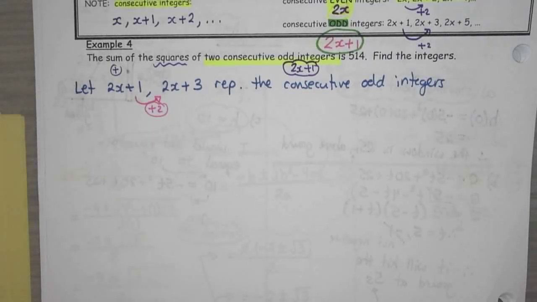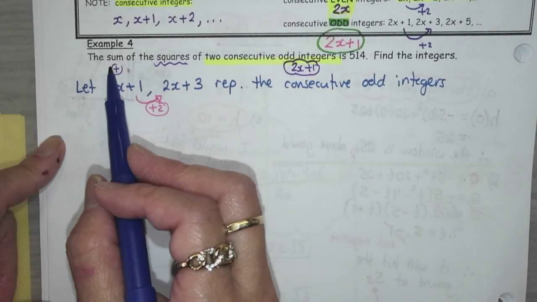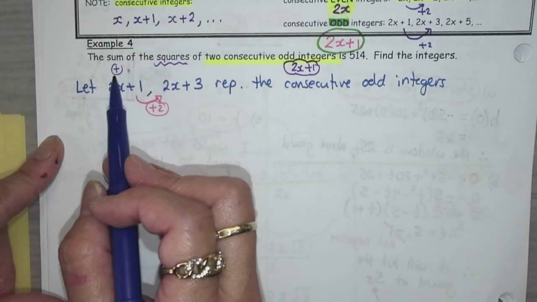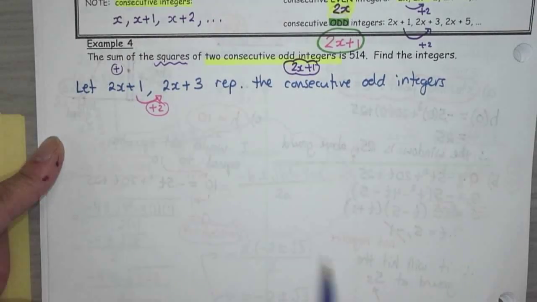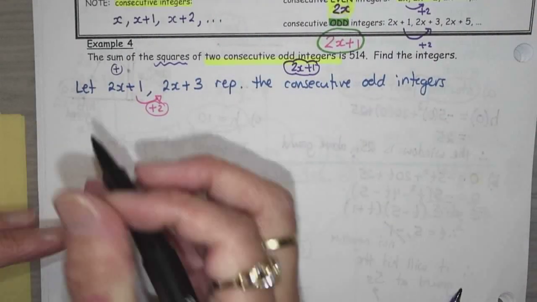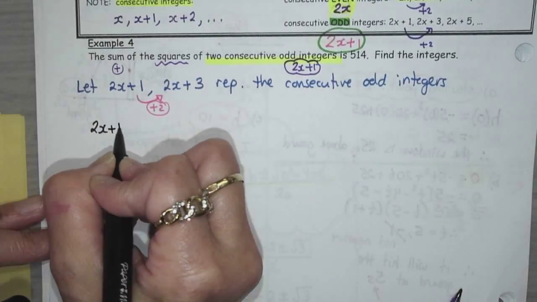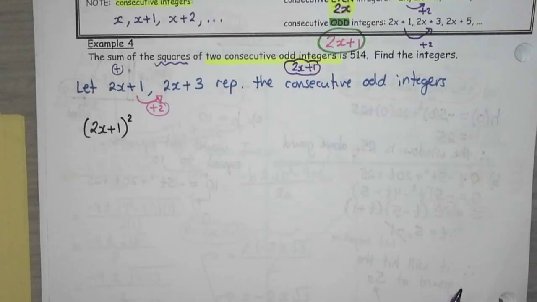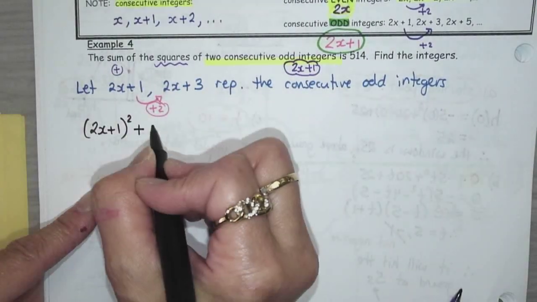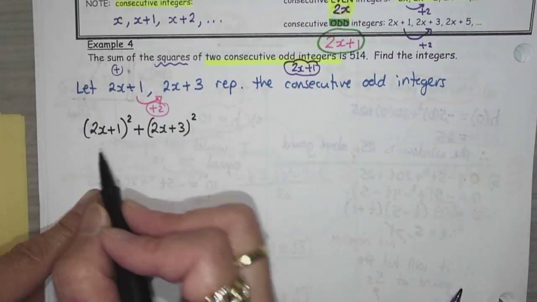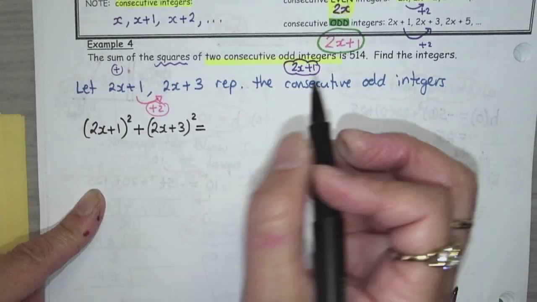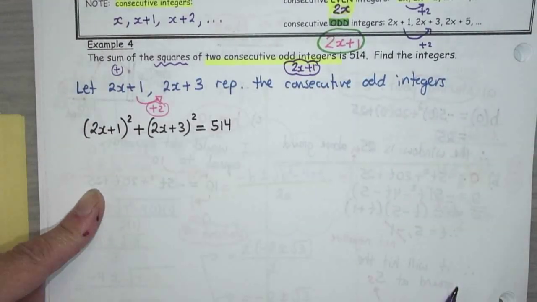All right. Then I want to do the sum of the squares. Sum means add the squares together. So I'm going to take this first one here, and I'm going to do my equation. So it'll be 2x plus 1, squared, plus 2x plus 3, squared. So sum, add the squares, equals 514. This is a solving question, so we're just going to solve for it.